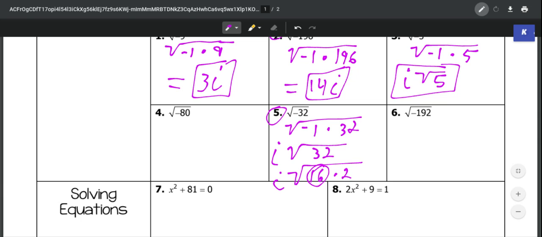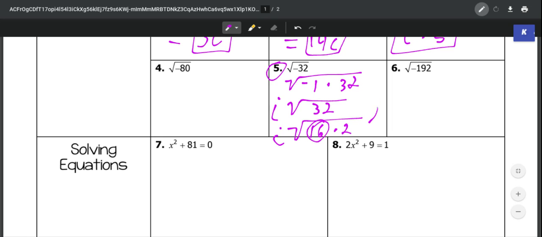So then we're going to take the square root of 16, and I'll rewrite the rest of this over here. The square root of 16 is 4. That goes to the outside with i, or outside of the radical. And the square root of 2 is left on the inside because we can't break that down anymore. So your answer for example 5 would be 4i square root of 2.